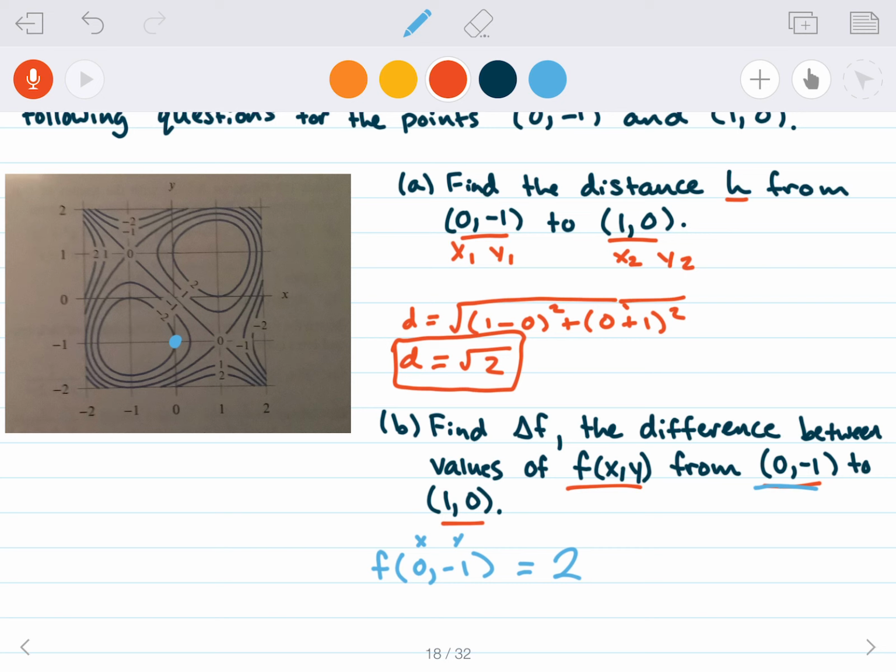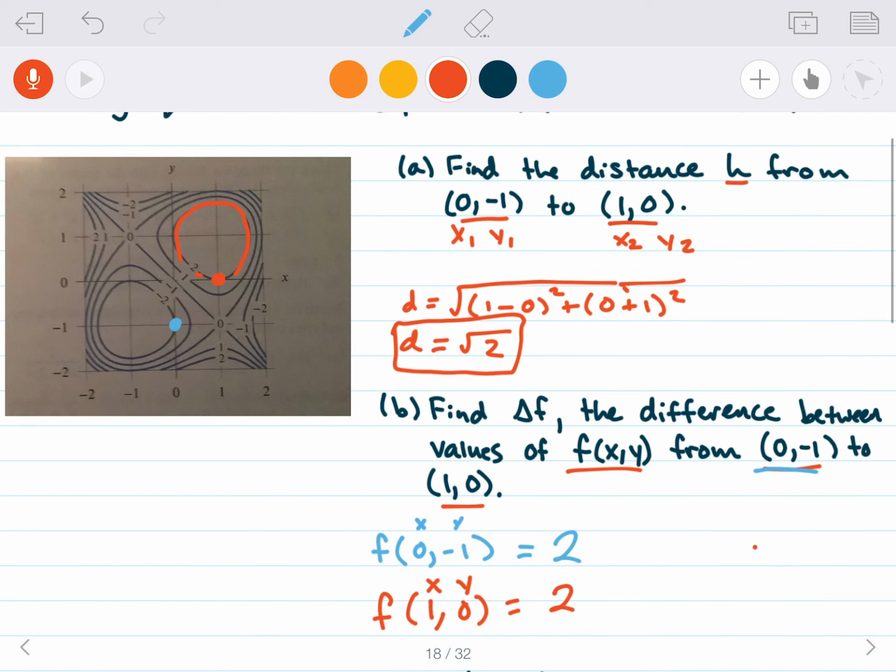And the other one is f of (1, 0). So again, x is 1, y is 0. And so we look for this on our diagram. So when x is 1, we're right here. When y is 0, we're right here. Okay? So we can see that this lies on a height of 2. This is our contour line. And actually, I'm sorry, this should have been -2 up here.